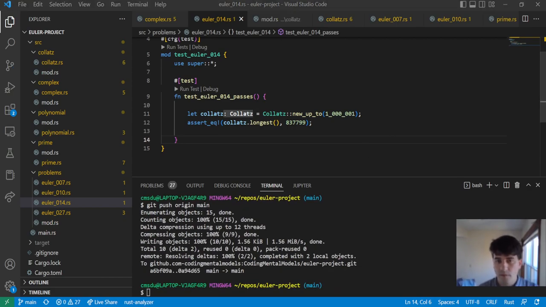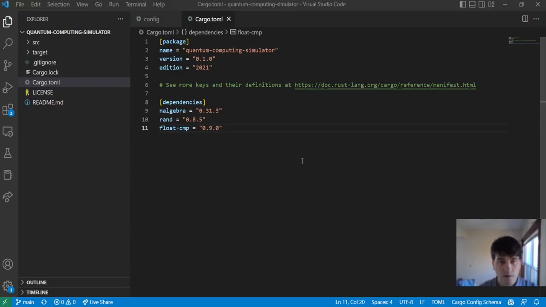So, on to the new repo, the quantum computing repo. And let me just make sure. Ooh, I need to close the old repo. It is not showing up. I'm glad I checked that. Okay, here we go. All right.